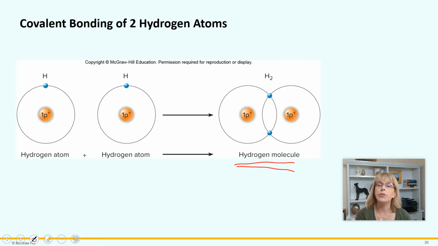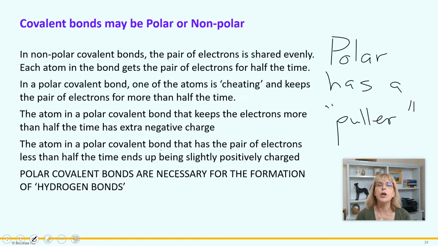Now, the covalent bond between hydrogens in a hydrogen molecule is a non-polar covalent bond. This one is an example of non-polar. Okay. We call it non-polar when the two atoms are playing fair and they said, I'm going to share my electron with you. And so they are evenly sharing that pair of electrons. That's non-polar. But there actually is another type of covalent bond. The non-polar type is when there's even-steven sharing of the pair of electrons.